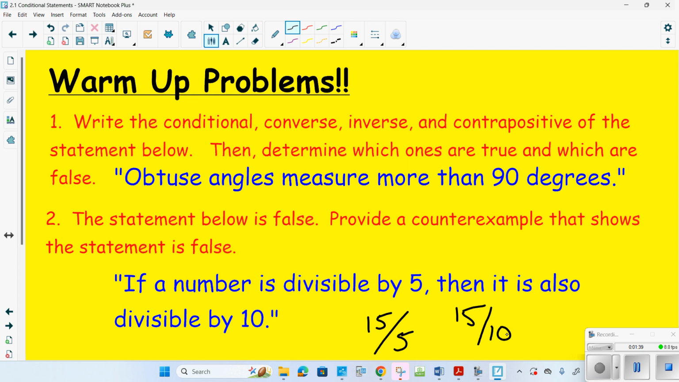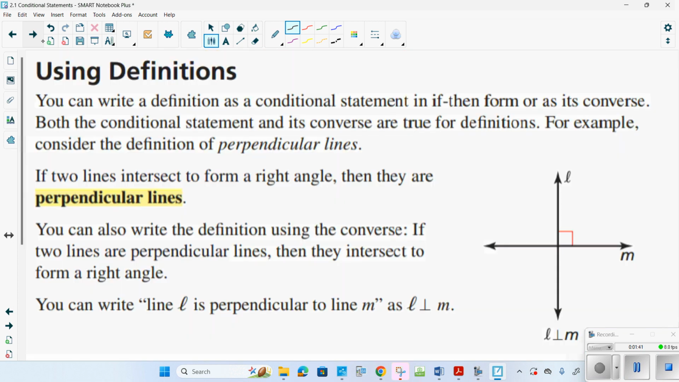All right, so the talk of today is going to be about our inverse, our converse, and our conditional, and then we're going to talk about what's known as biconditional. So here we go. You can write any definition that you come up with in an if-then form, or as its converse. Both conditional statements and the converse are true definitions.